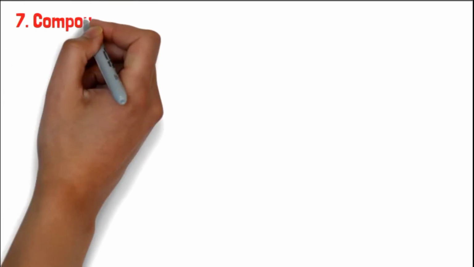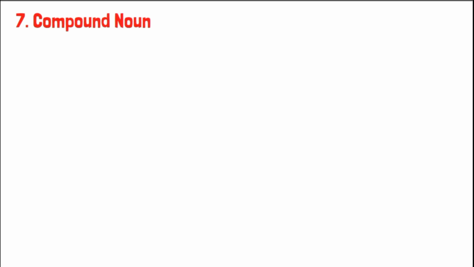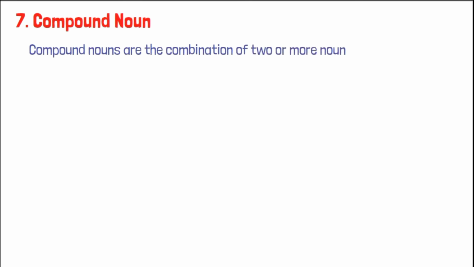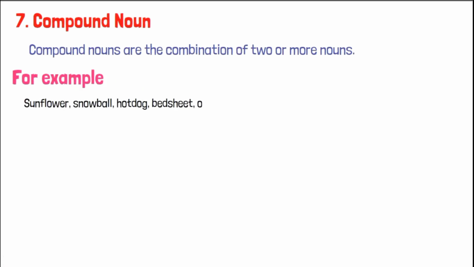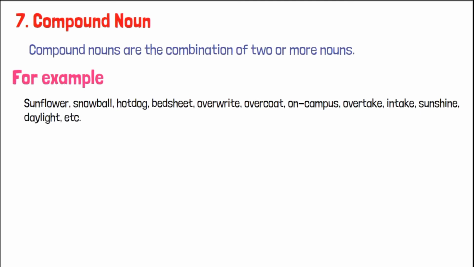Compound noun. Compounding is a process in which two or more words combine to form a single compound noun and they act as a single unit. Compound nouns are the combination of two or more nouns. For instance, sunflower, snowball, hot dog, bed sheet, overcoat, oncampus, outtake, intake, daylight. All these are examples of compound noun.